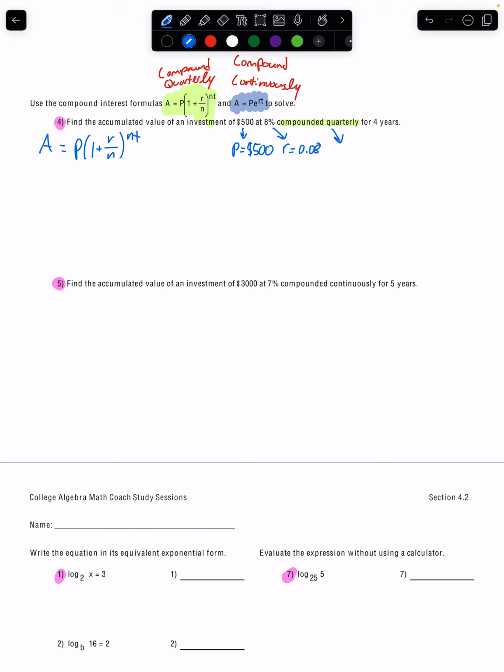Since it says quarterly, our number is going to be 4. It's every quarter. And then the time is just 4 years. So if we plug that in, it's going to look something like this. And 4 times 4. And that equals roughly $686.39. Make sure since you're working with dollars, you round it correctly.